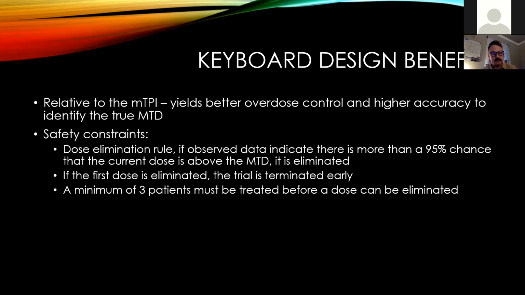So before you eliminate a dose, you have to at least have 3 patients being treated at that dose. Like I said, that can eliminate, for example, a case where you have the possibility of having a DLT with your first patient, which can make things a little bit confusing.